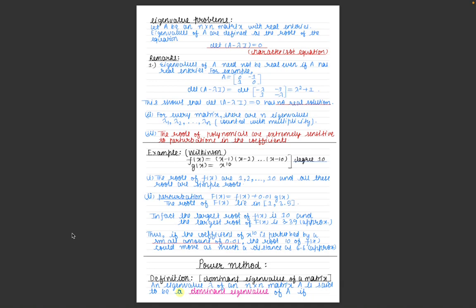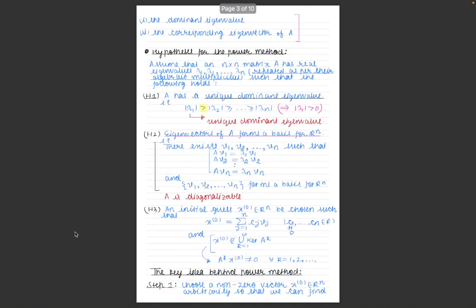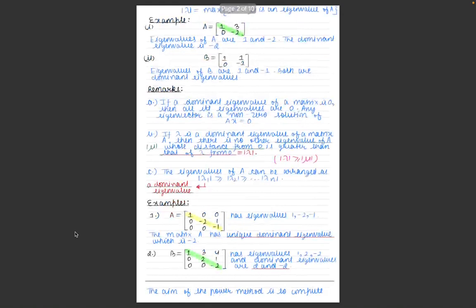Again, we saw some examples to realize that there can be cases when we have a unique dominant eigenvalue, and there will be some cases where the dominant eigenvalue is not unique. With this in mind, we started with the power method, and the aim of the power method is to compute the dominant eigenvalue and the corresponding eigenvector of A.